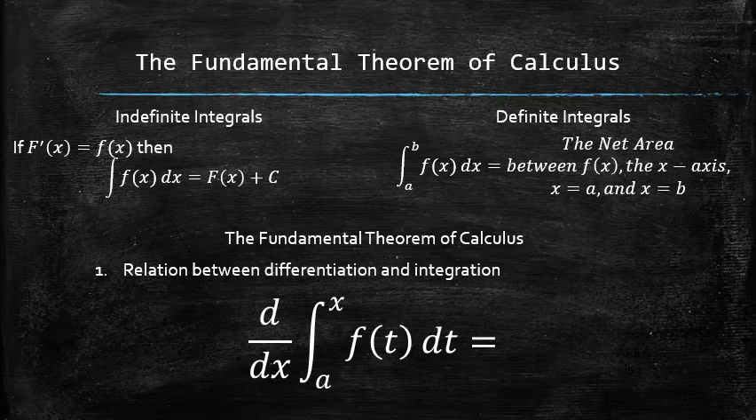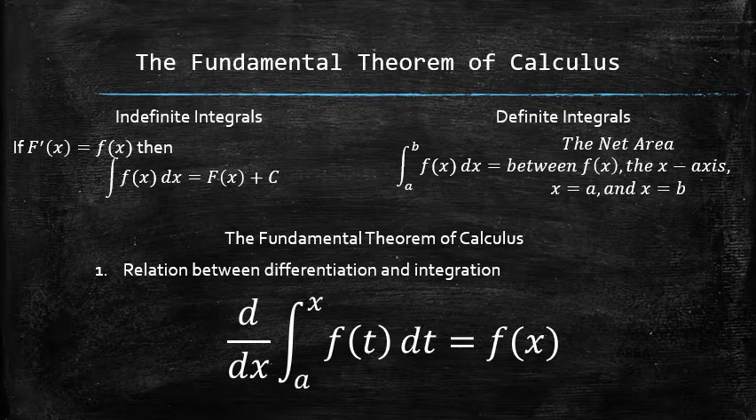So what is the derivative of the cumulative net area function equal to? Well, according to the fundamental theorem of calculus, it is equal to the function itself, evaluated at x. And this is the first part of the fundamental theorem of calculus.